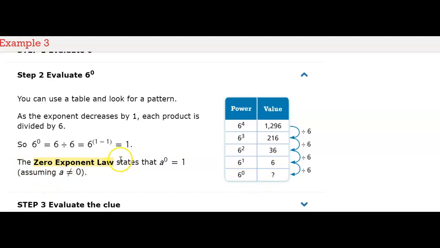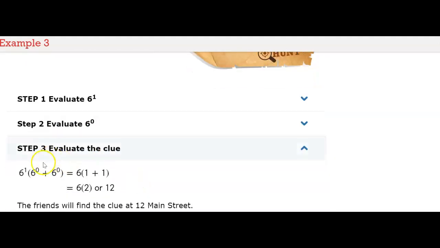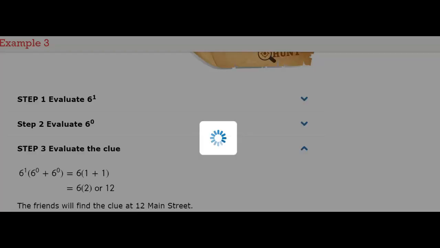And so the zero exponent law states that a to the 0 power is equal to 1, assuming that a is not equal to 0. So a can't be 0. But as long as a is any number other than 0, if it's to the power of 0, then it is going to equal 1, no matter what the number is. Evaluate the clue. So 6 to the power of 0 is 1, so 6 times (1 plus 1). Then 1 plus 1 is 2, and 6 times 2 is 12. So the friends will find the clue at 12 Main Street.